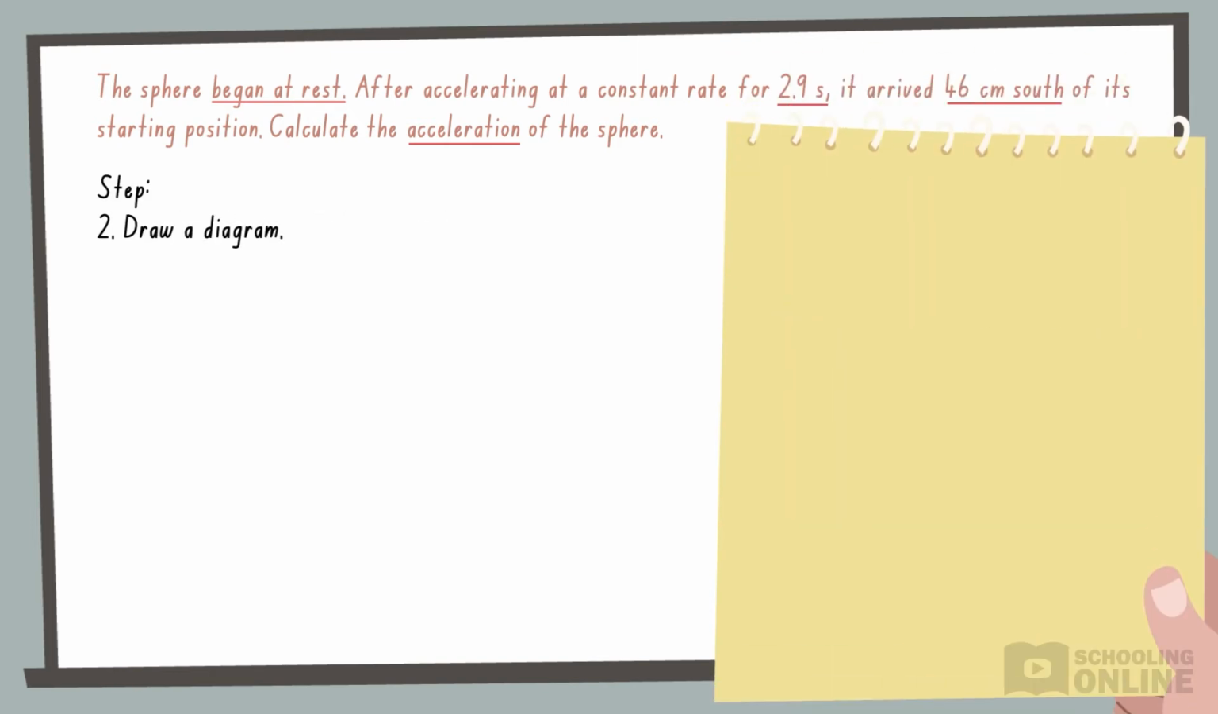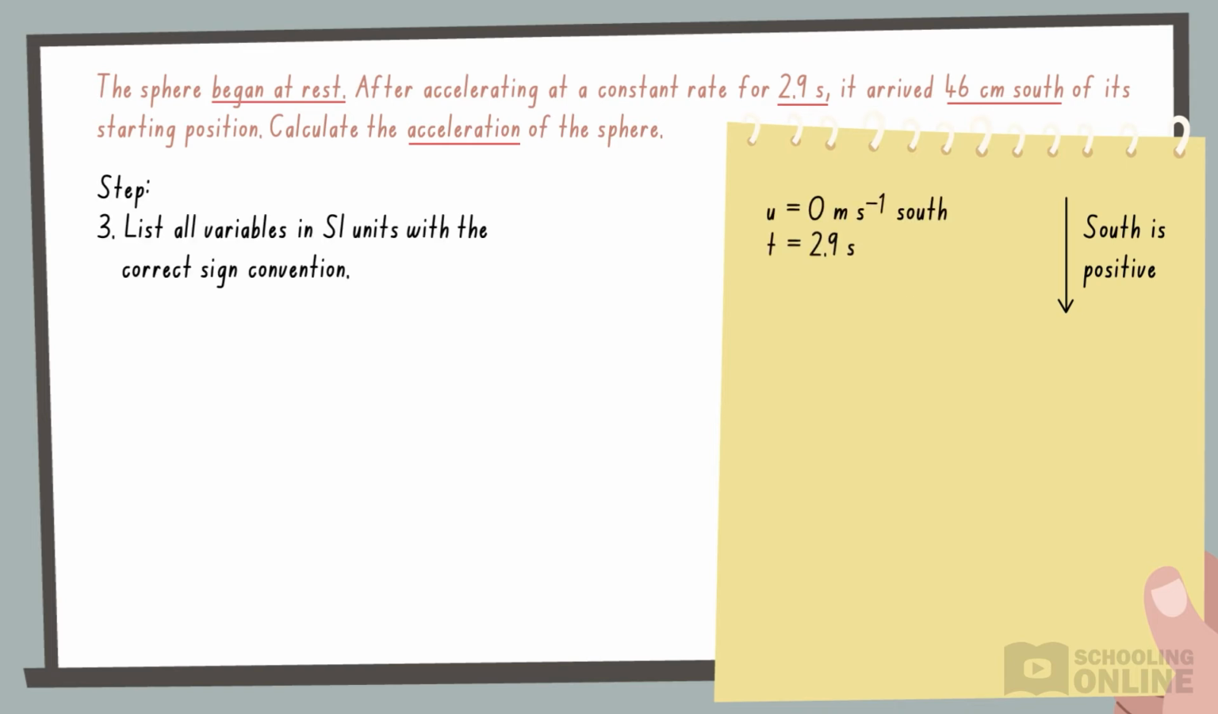Secondly, we draw a diagram. The amount of detail you should include depends on how difficult the question is. In simple questions, it is sufficient to draw the sign convention. In this case, let's make south positive, since the sphere accelerated south.